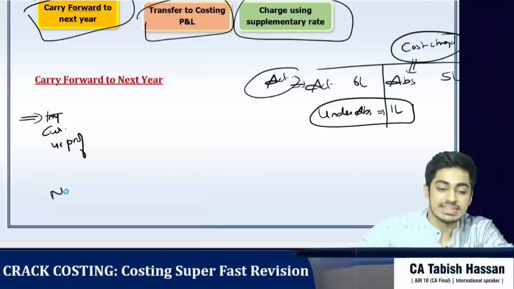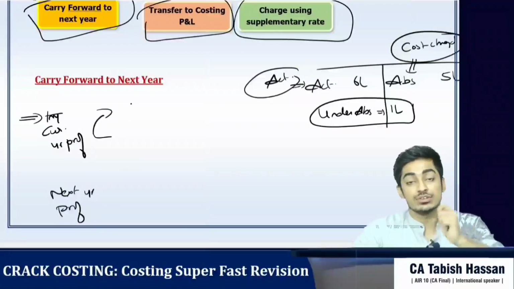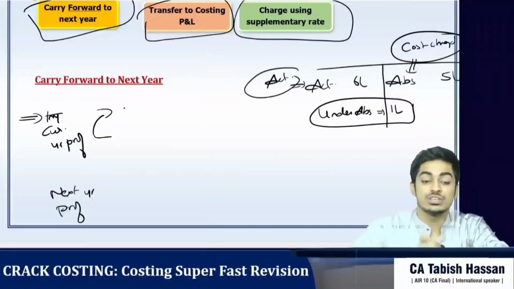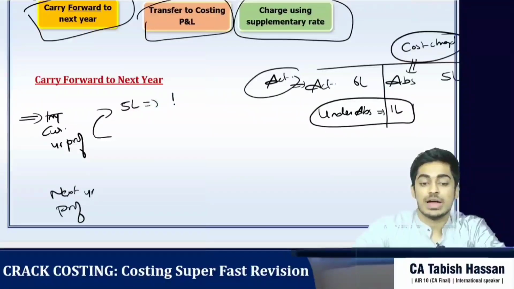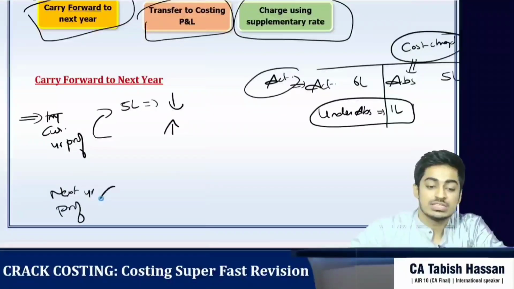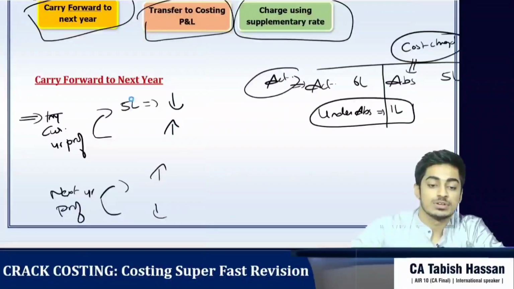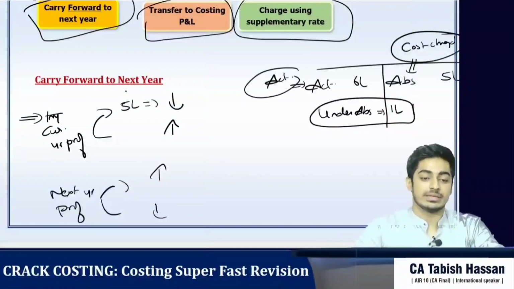It impacts next year's profit as well. Because in the current year, the actual cost is 6 lakh, but I've shown only 5 lakh. So I've undercast my cost, and so I've increased my profit. So next year, to adjust this, I would increase the cost, which would reduce my profit. So this cycle keeps on happening.